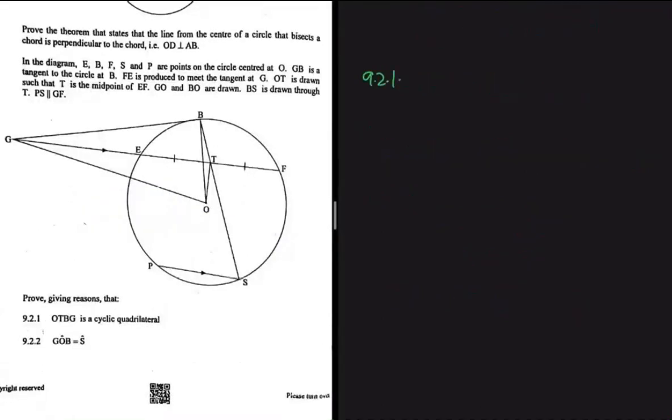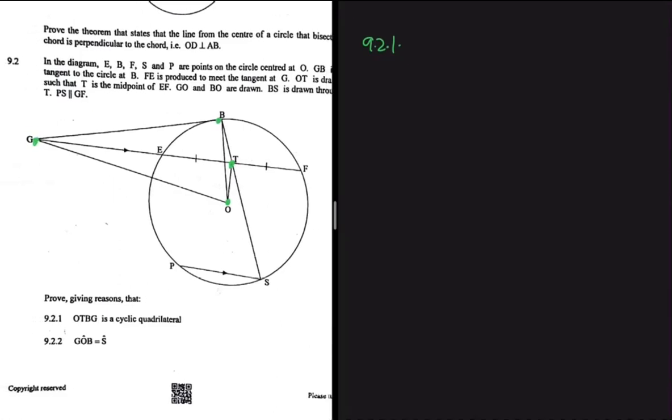9.2.1, let's prove that OTBG is a cyclic quad. So we're talking about OTBG. We need OTBG to be a cyclic quad, right? But then what does it mean when OTBG is a cyclic quad? That quadrilateral should fit on a circle, right? And then all the vertices must lie on the circumference of the circle.